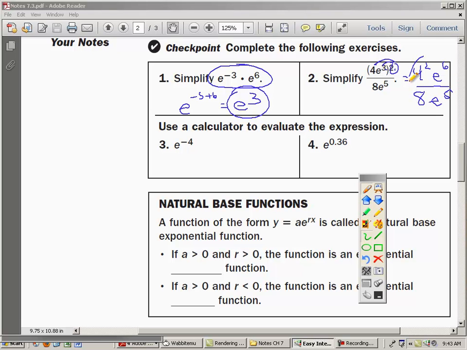All right, now, 4 squared is 16. 16 divided by 8 is 2. And then e to the 6th over e to the 5th becomes e to the 6th take away 5. And that becomes just e to the 1st power. So the answer for that one is actually just 2e.